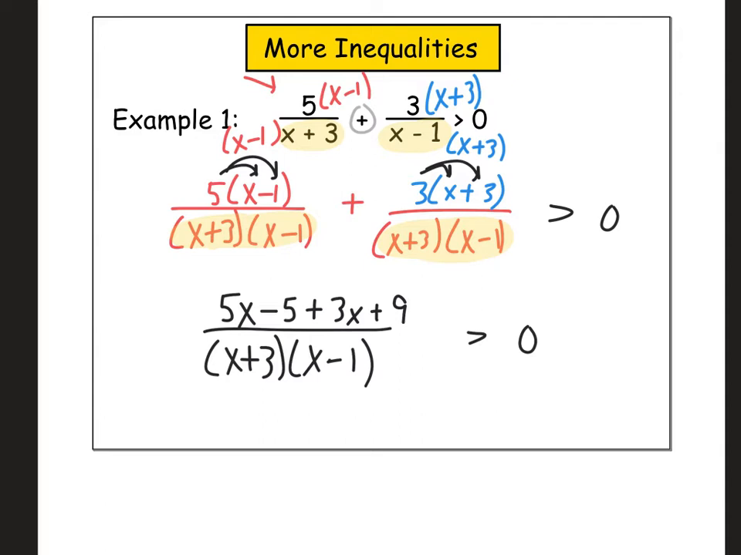Okay, so in this case, if we start simplifying that numerator, 5x plus 3x, we have 8x. The negative 5 plus 9 is a plus 4. And the common denominator was x plus 3 times x minus 1. All right, so this is basically what our problem boils down to. Now that we've simplified it into a single fraction, we can now start setting up the critical values and doing a little interval test on these.